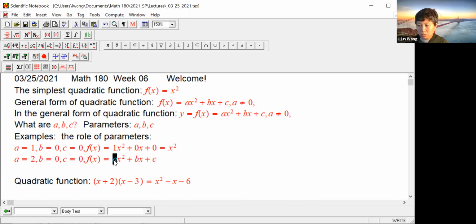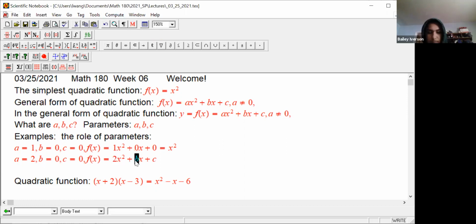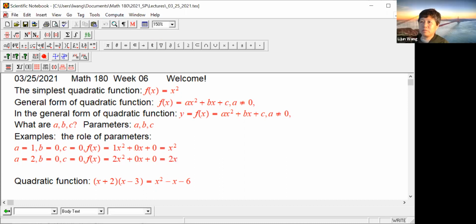A will be 2, B is 0, C is 0. So we get 2x squared. You can also see that these are the individual cases of the quadratic function. Does that make sense? We're given a set of parameter values and we get individual cases.